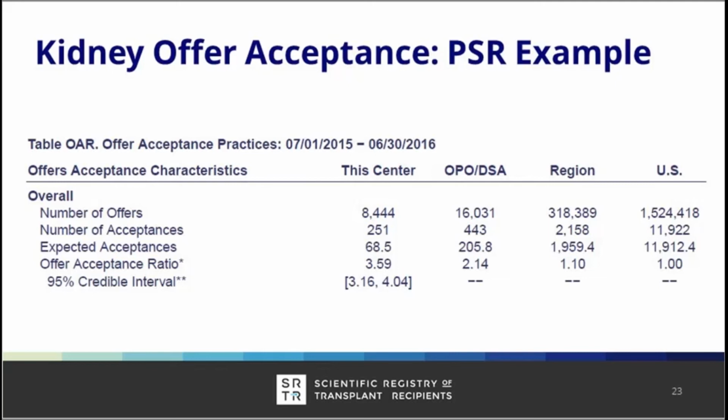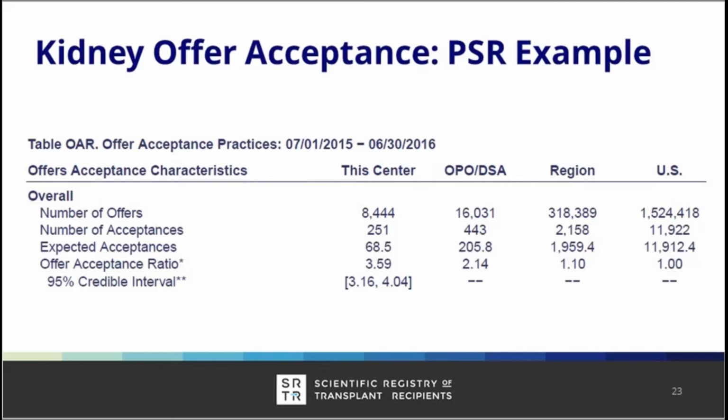This would say that this program is accepting their kidney offers at a rate that's over 3 times higher than what our models would have suggested that are based on what other programs are doing for similar offers from similar donors. And then we have comparative columns there for their entire OPO/DSA, the entire OPTN region, or the U.S. as a whole. And so that is what we consider the overall offer acceptance practice at the program.